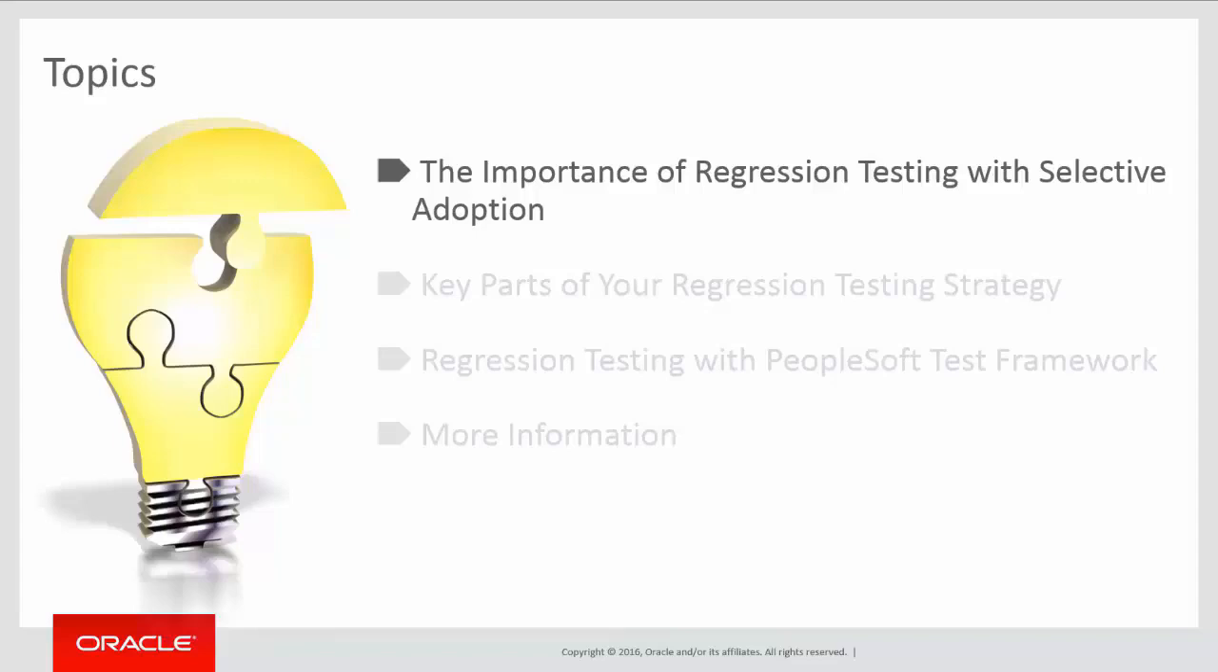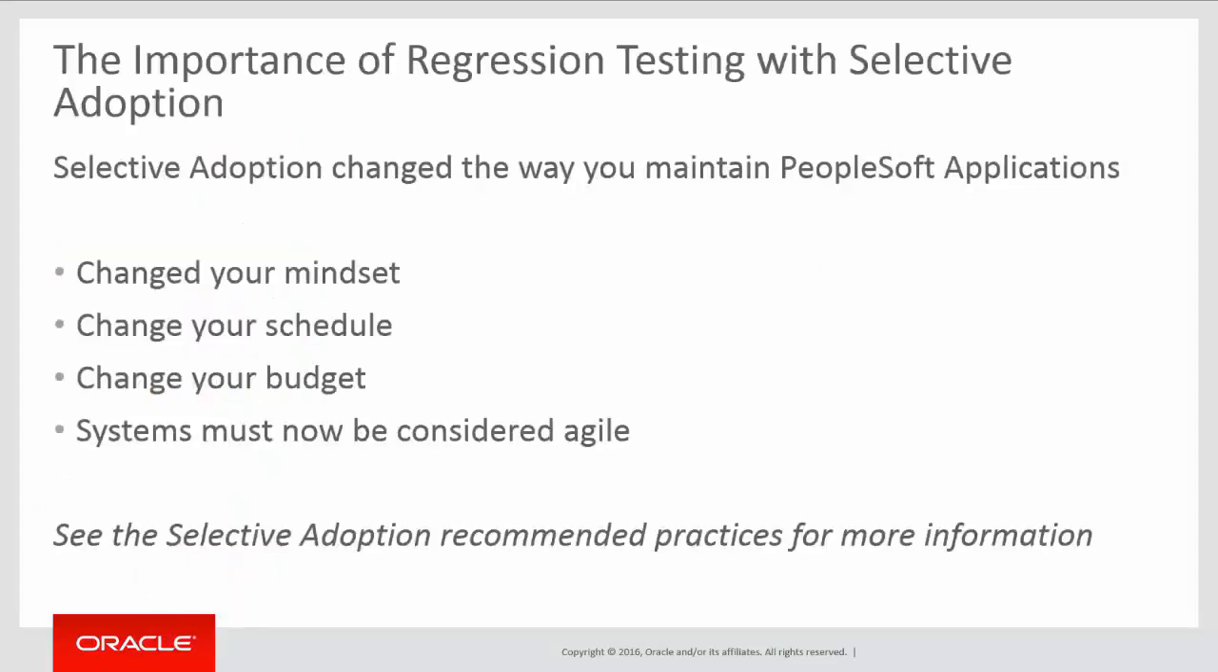Let's start with a review of PeopleSoft's lifecycle maintenance process, Selective Adoption. Let's talk about how that's changed your approach to maintaining PeopleSoft applications. For more information, there's a Spotlight series of videos available on Selective Adoption. Selective Adoption is the name given to the overall lifecycle process for PeopleSoft applications. It's used by all applications at the 9.2 level, as well as the Interaction Hub in version 9.1.